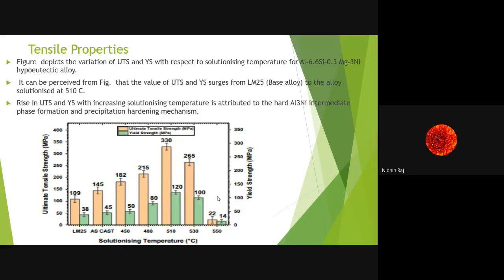Now the same increasing and decreasing trend was observed for yield strength also, that is the green color shown here. So 38 we got for LM25, 45 for as cast, then 50 for 450 degrees Celsius, 80 for 480, 120 for 510, and 100 for 530, and finally 14 MPa for the 550 degrees Celsius solutionized alloy.